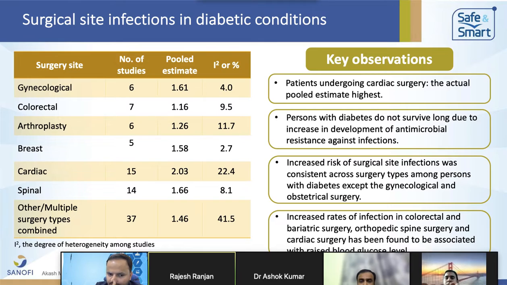Surgical site infections. Usually before surgery, all diabetic patients need to get clearance because there is much more risk of surgical site infections, and that is more common in cases of cardiac surgeries. It's 22.4%. After every spinal, there is increased risk of surgical site infections, and it's because of poor permeability, poor glycemic control. These also aggravate such kind of infections.